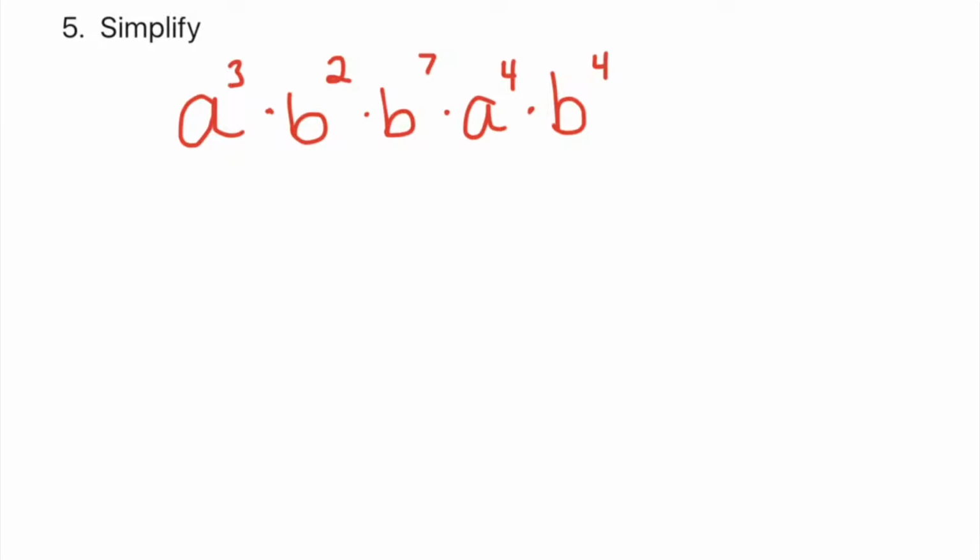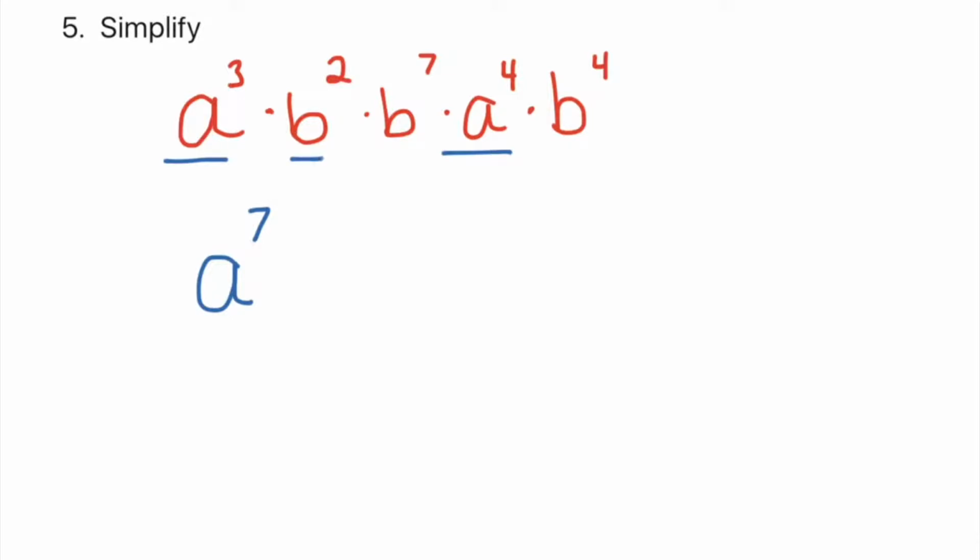Number 5 is a simplification problem, and we just need to know our rules for what you do to exponents when you are multiplying. So first off, we have an a cubed and an a to the 4th. Remember, when we are multiplying, if the bases are the same, you keep the base just as it is, and you add the exponents together. So 3 plus 4 would give us 7.